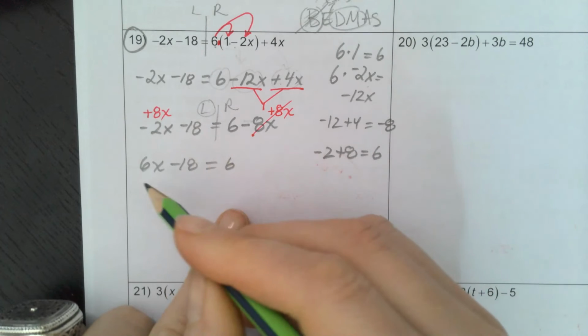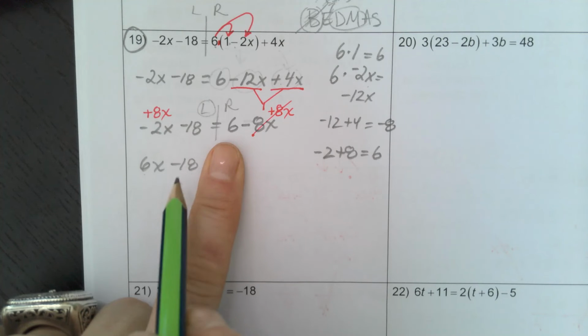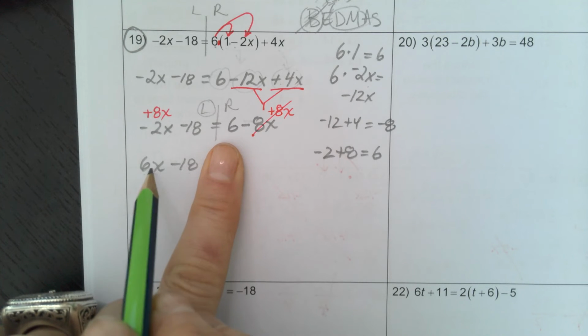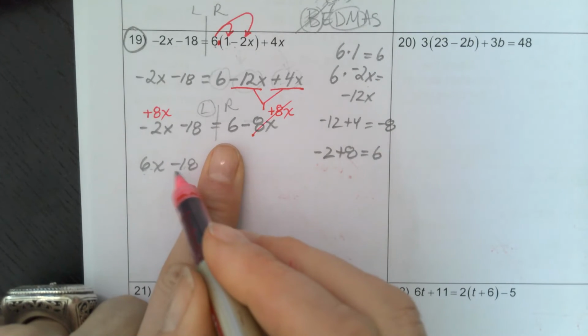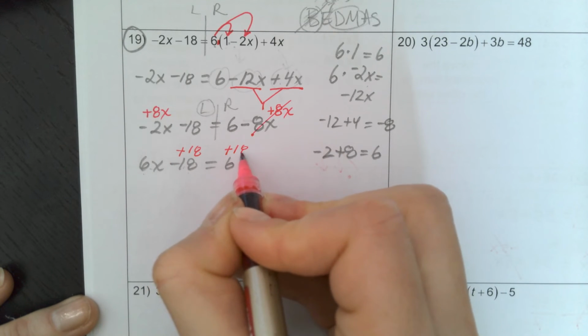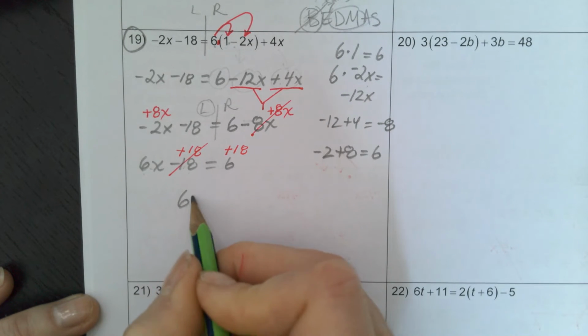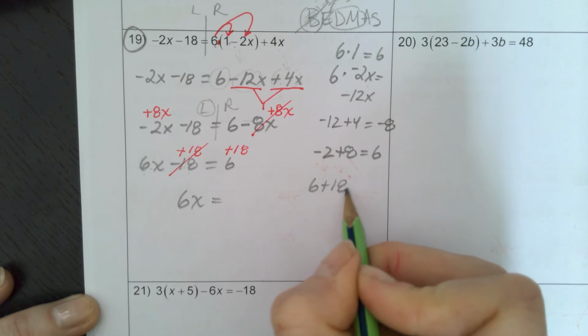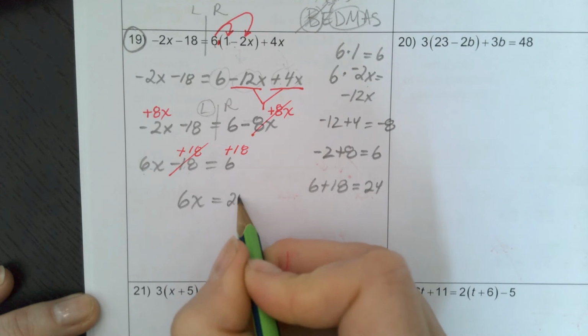Okay, so now x is on the left. So x wants to be alone. So do I get rid of the 6 or the 18 first? The 18 because he's far away. Okay, it's like the neighbor. The 6 is the best friend. Keep him to the last. 18 I get rid of first. But I lose 18, so I do the opposite. So I have to go plus 18. Plus 18. So 18 minus 18 is 0. So now I just have 6x equals 6 plus 18 equals 24. So this here is 24.